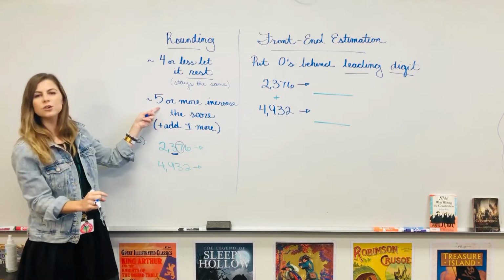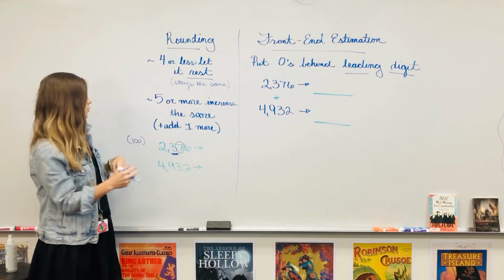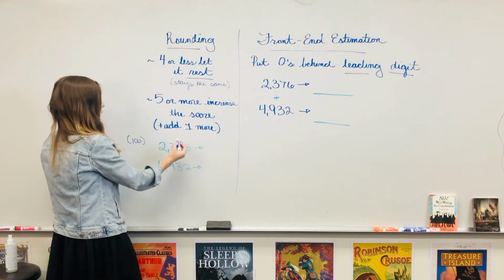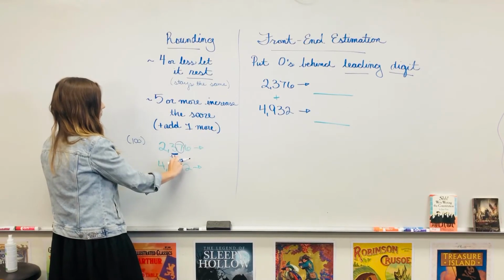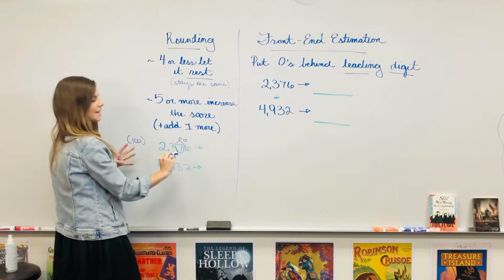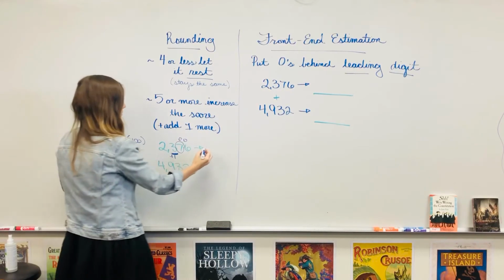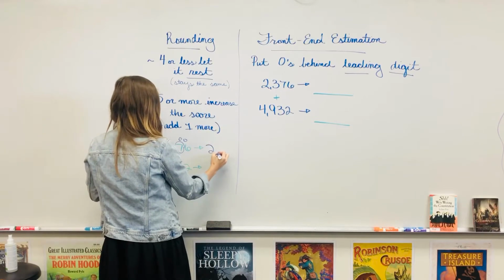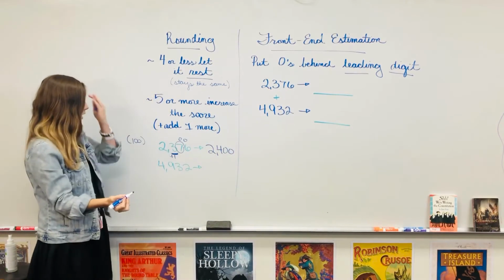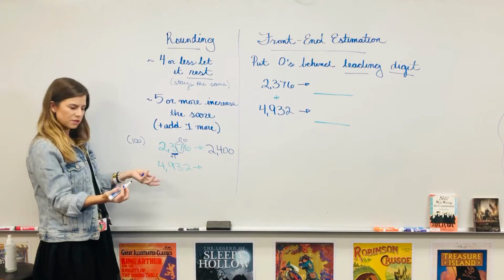7 is greater than 5. It's 5 or more, so we increase the score. So we increase the score of the 3. Everything to the right of the underlined number becomes zeros, and everything to the left stays exactly the same. So this number rounds to 2,400, okay?